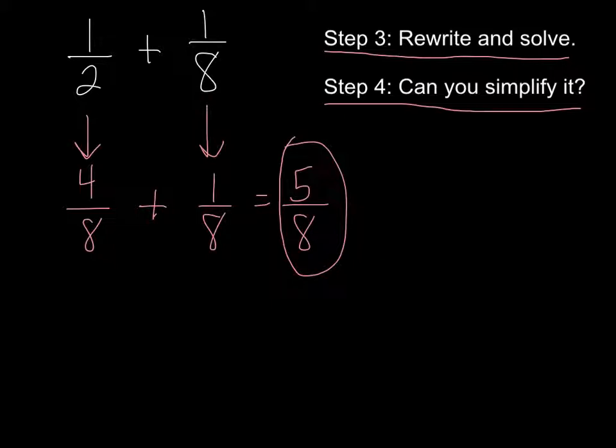It will not change. The last step is, can you simplify it? So if I look at 5 and 8, is there a number that they can both be divided by other than 1? And the answer is no. So 1/2 plus 1/8 equals 5/8.